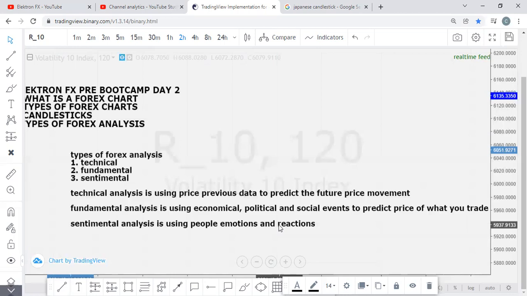So I don't want to go into much detail, but there are sites that you can check that actually help to do all those sentimental analyses. I didn't really bring them up. Maybe as we progress, I'll mention them, maybe in the main bootcamp tomorrow. So these are the basic kinds of analysis that we have, right?